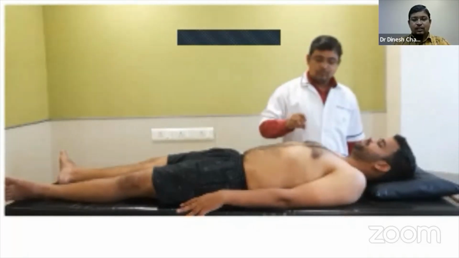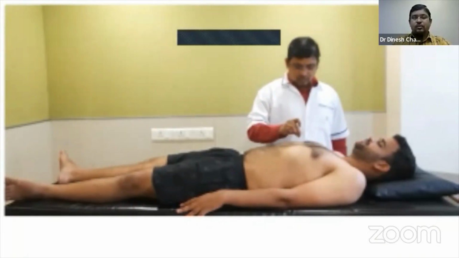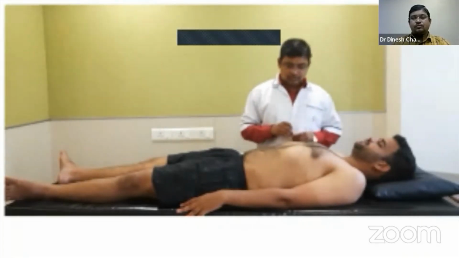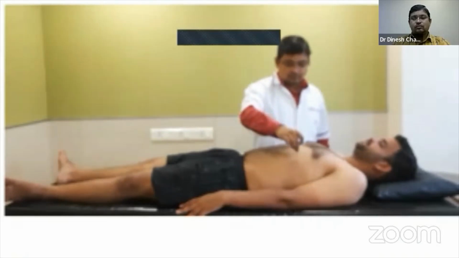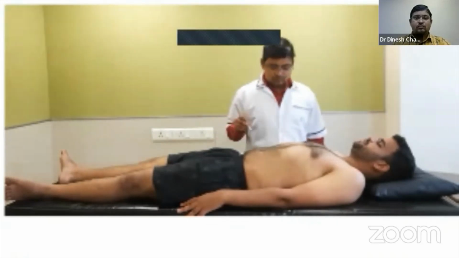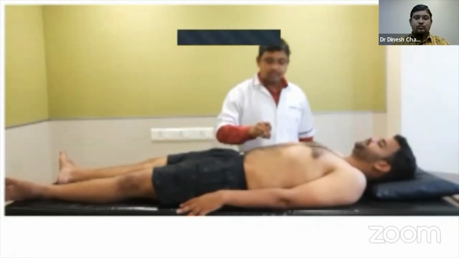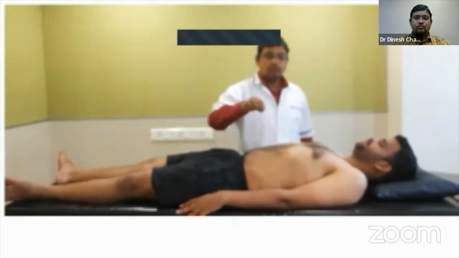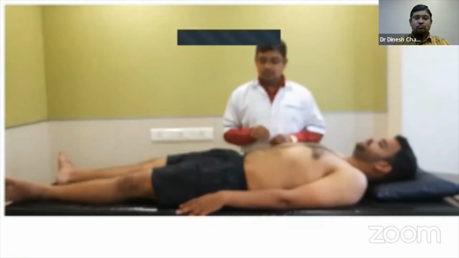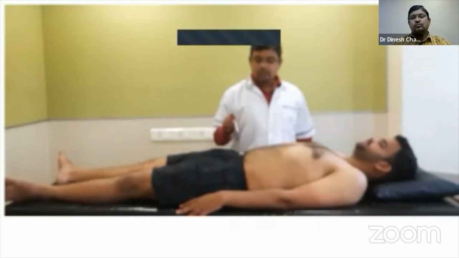For T3, at the level of the nipple, we check for light touch sensation. T4, like this. Now T5, T6, T7, T8, T9, T10, T11.